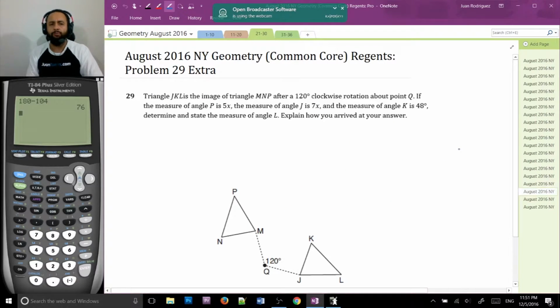And here's the problem. Triangle JKL is the image of triangle MNP after a 120 degrees counterclockwise rotation about point Q, just as before. If the measure of angle P equals 5x, and the measure of angle J is equal to 7x, and the measure of angle K is 48, determine and state the measure of angle L. Explain how you arrived at your answer.